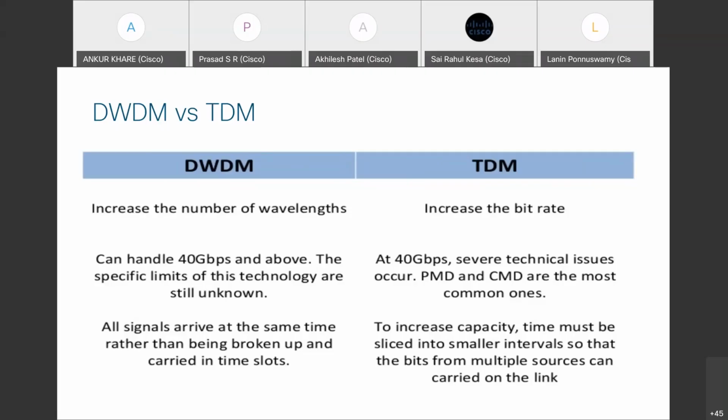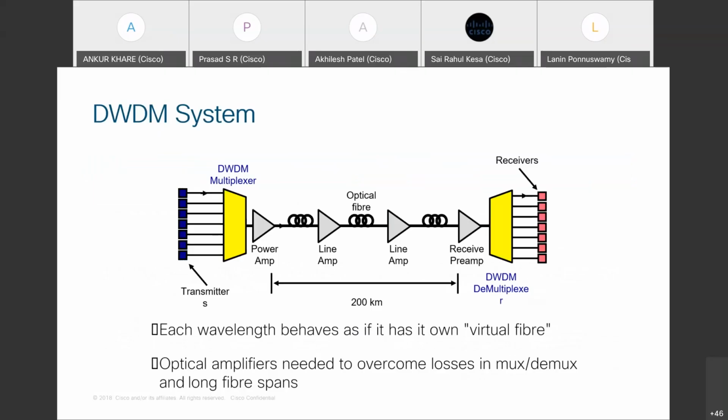Every channel can carry some wavelength and some bandwidth. Okay, it can be 100 gig, 200 gig, 300 gig to 600 gig. So that is the advantage DWDM gives: in a single fiber, you can have n number of channels within the same network. Okay, so now we will go to the DWDM block diagram.